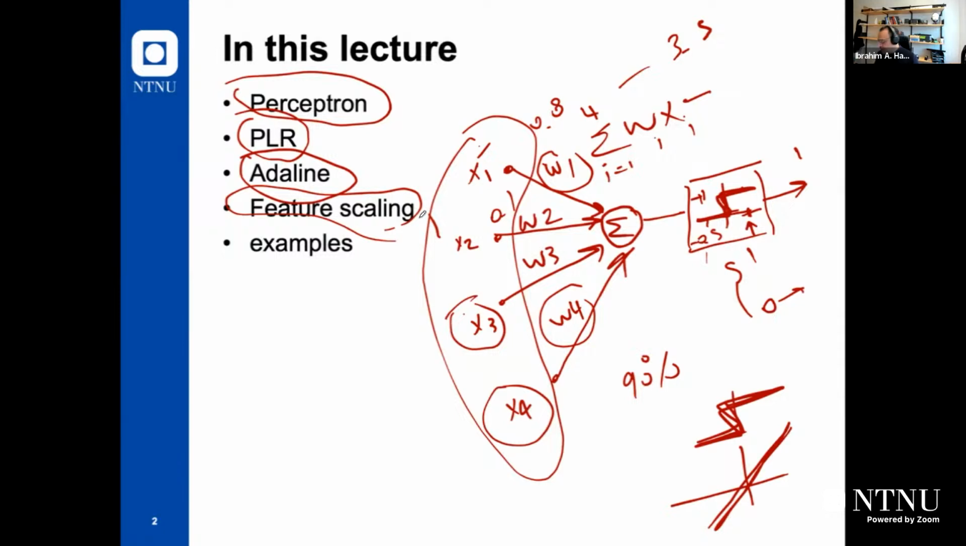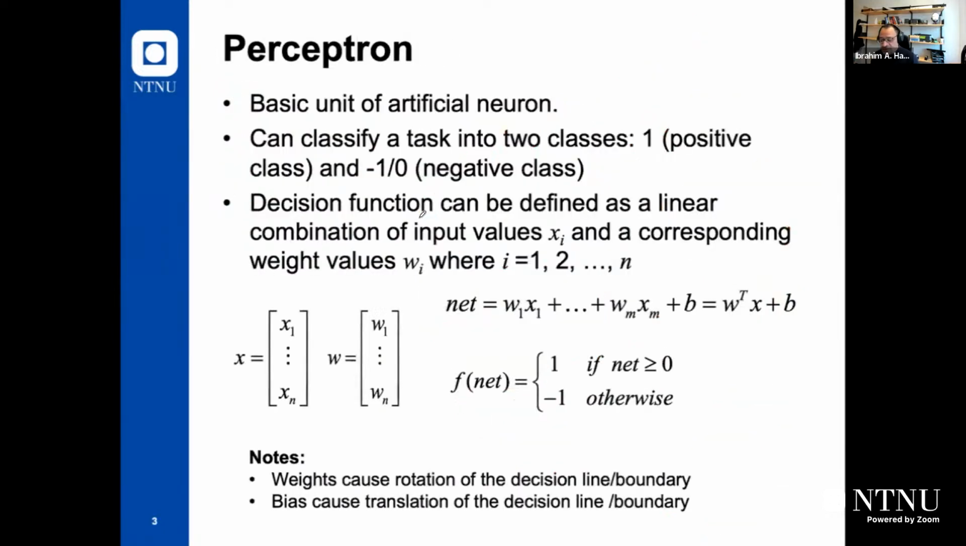And at the end, we will have some examples. So let us start with the perceptron. The perceptron is the basic unit of an artificial neuron. This is the basic unit, because as I told you, if you want to build a multi-layer perceptron, it will be a layer, and this layer will consist of a number of perceptrons. So it could be something like this one, right?